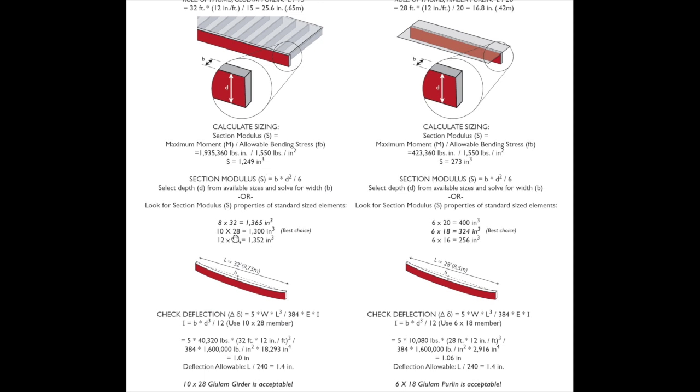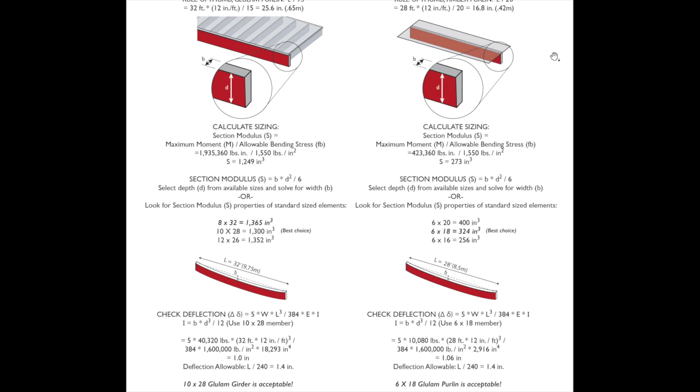10 by 28, 28 inches deep. Okay, pretty close to what we had for our 26. That should work. We check our deflection. Using the deflection formula, we find that we'd actually have 1 inch of deflection. The allowable deflection, if we use L over 240, is 1.4 inches. So in other words, 10 by 28 works.